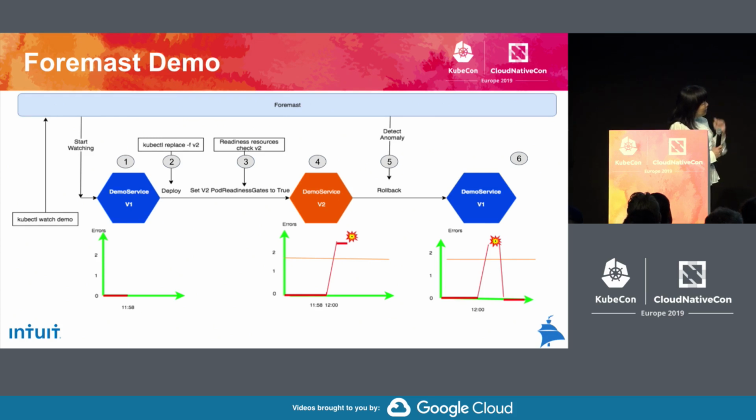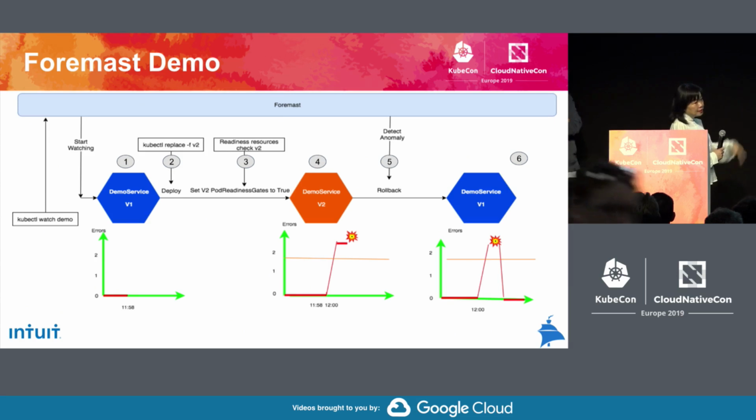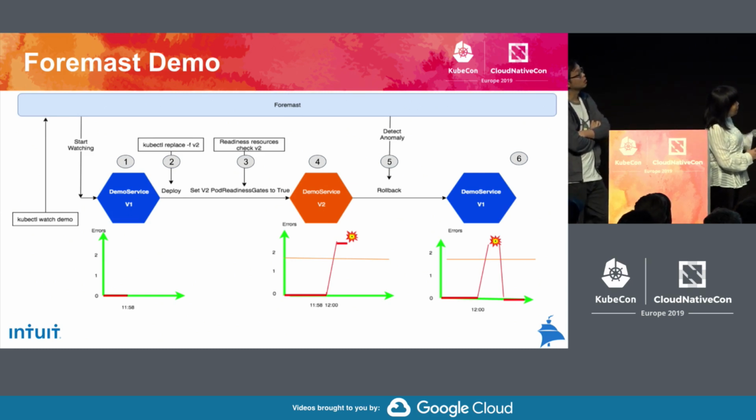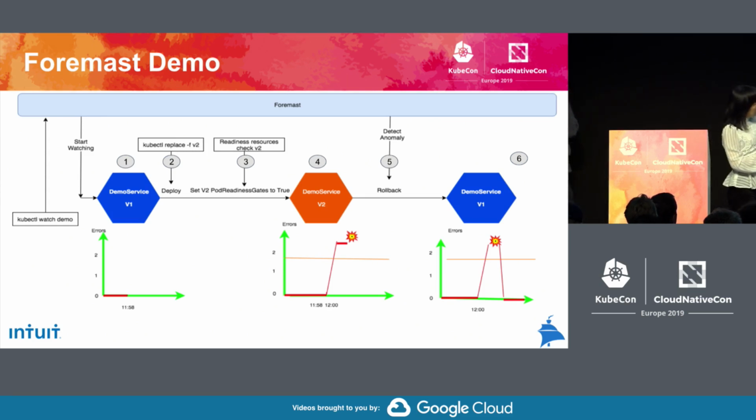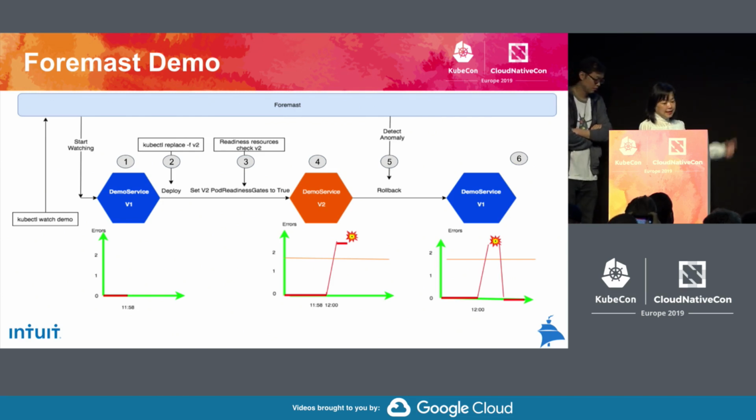From 4 to 5, we find the application has a high error spike. The light orange solid line indicates the machine learning model's upper bound, which is generated based on historical data. At number 5, Foremast detects the anomaly and issues the auto remediation, which is a rollback in this case. Number 6, V2 is replaced by V1, so the V1 application is redeployed in this case. Let me give a real-time demo of it.